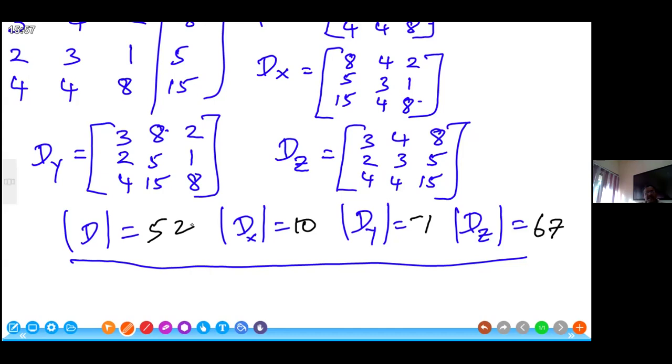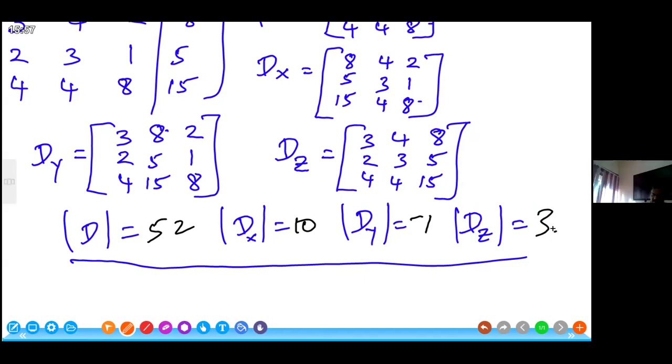I'm asking the determinant. Now, dz is 3. Determinant of dz. Who else is getting 3? Yes, you are right, sir. We'll have to do it again. This D is 3, sir. Determinant D is 4, not 52.